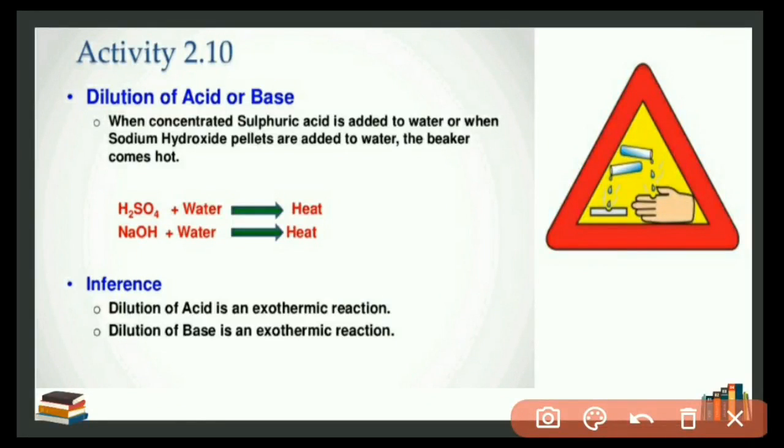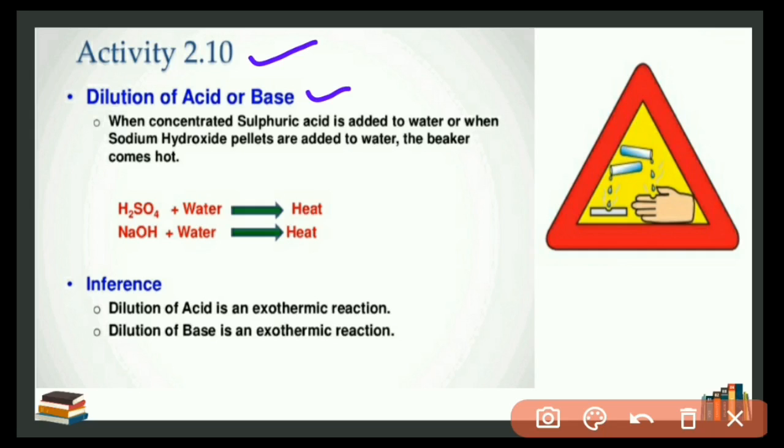Next, activity 2.10. In this activity you see what is involved when water is mixed with an acid or base. So let's perform the activity, dilution of acid or base. Take 100 ml of water in a beaker, add a few drops of concentrated sulfuric acid to it, stir the beaker slowly and touch the base of the beaker, and we can observe that the base of the beaker becomes hot. So in this chemical reaction heat energy is evolved; it is an exothermic type of reaction.